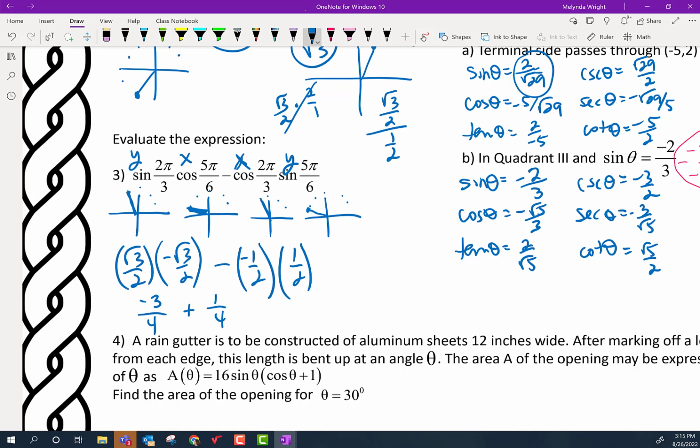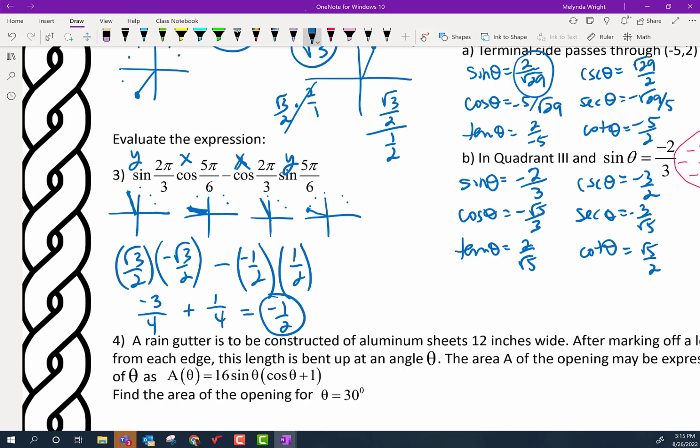Oh, yay, they have the same denominator. Don't have to mess with that. That's great. Negative 3/4 plus 1/4. Let's see, negative 3 plus 1, so that's negative 2/4, which reduces to negative 1/2. Whew, that's a lot of work for negative 1/2.